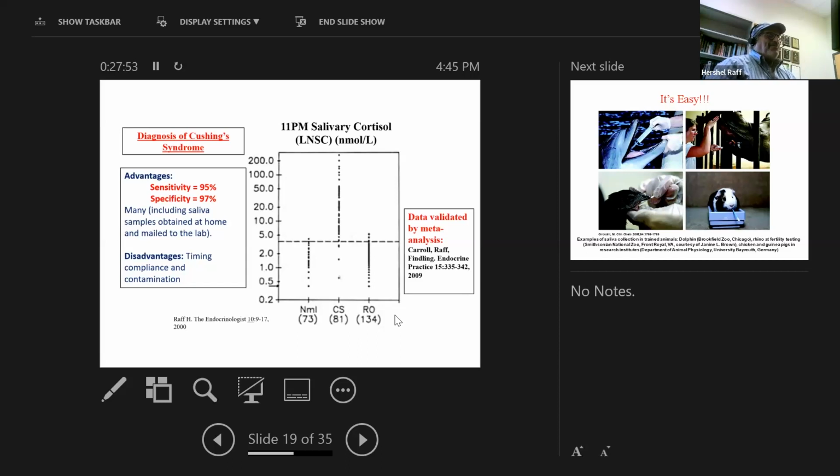And then Ty Carroll, who is at MCW, was a fellow at the time, did a meta-analysis of all of the published data, which I'm going to show you in a little while, and basically confirmed this. There have been several other meta-analyses done since then. Next slide.